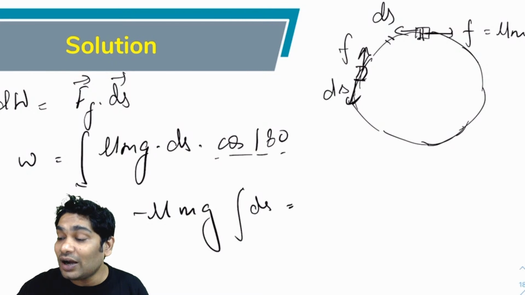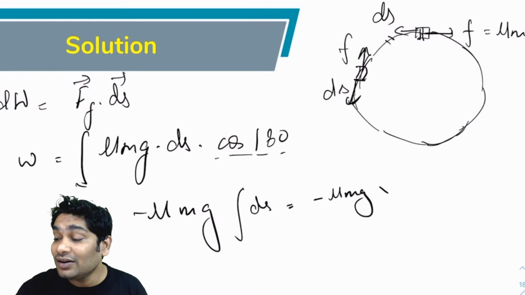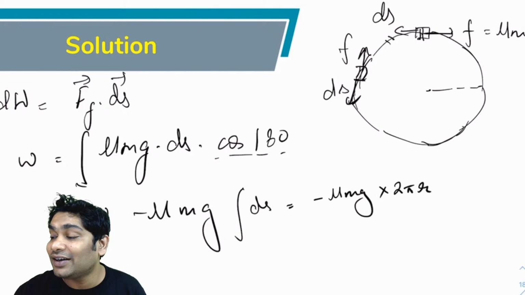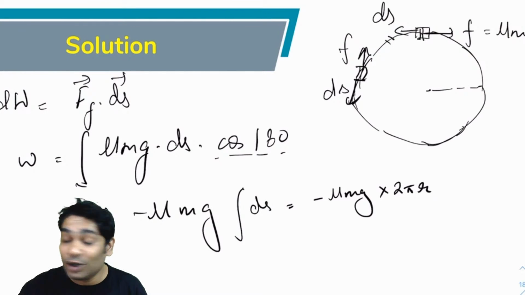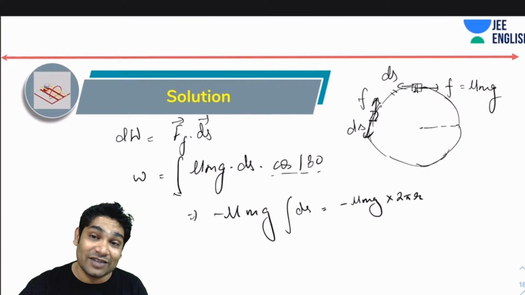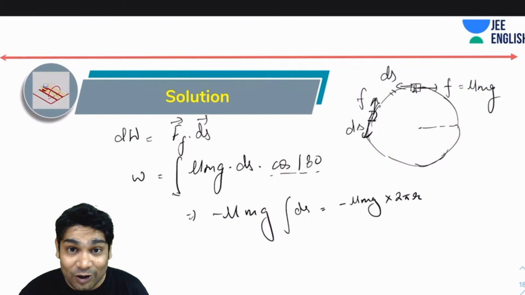Alright. So I'll get my work as minus mu mg times 2 pi r. That will be the work done by the friction when it completes one circle. Not zero. This is a non-conservative force. It will have a non-zero work in a closed path. Alright. I hope you followed that, Pawan.